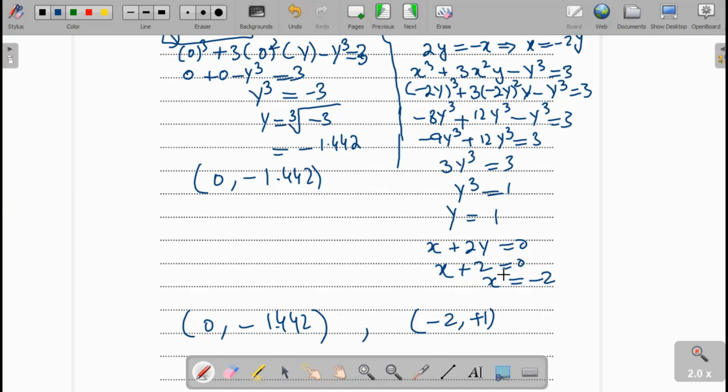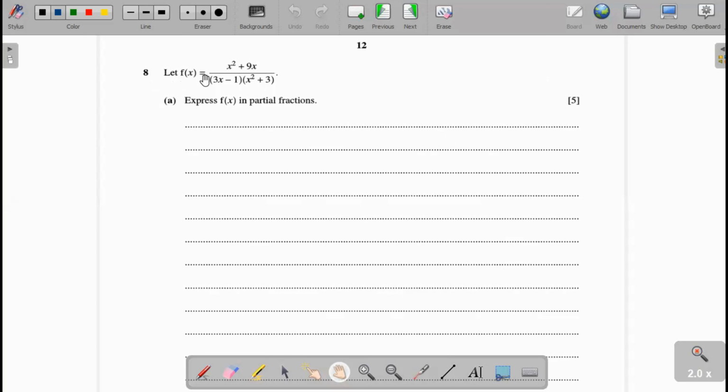This is plus 1. Question 8, let f of x equal to x squared plus 9x over 3x minus 1 into x squared plus 3. Part A, express f of x in partial fractions. In partial fractions, a fraction is resolved into two or more fractions, where f of x is given, and that value is x squared plus 9x over 3x minus 1 into x squared plus 3.